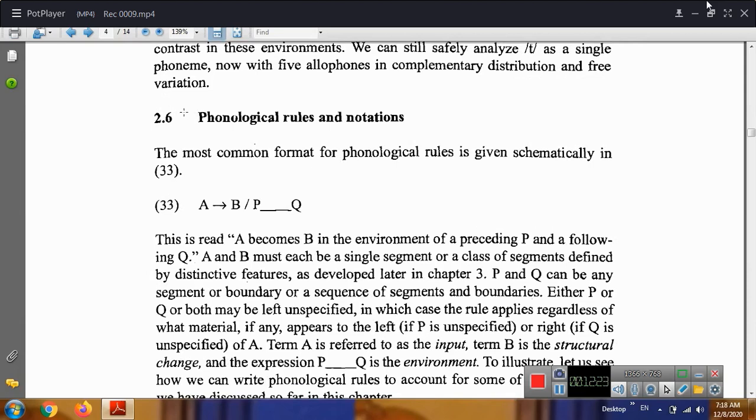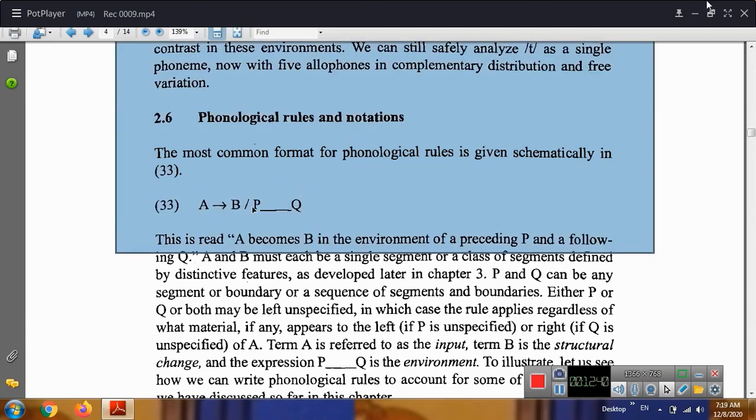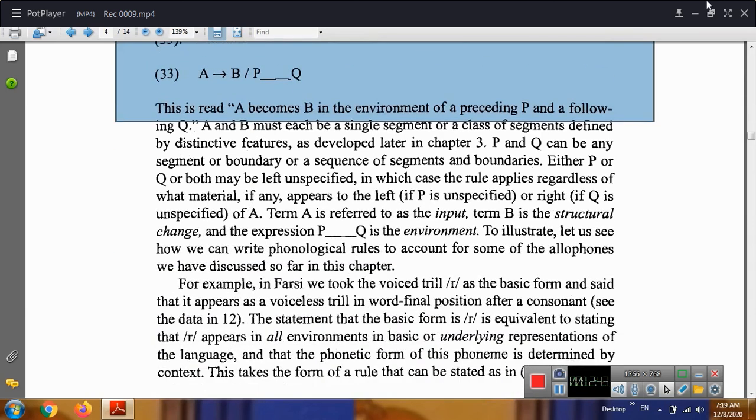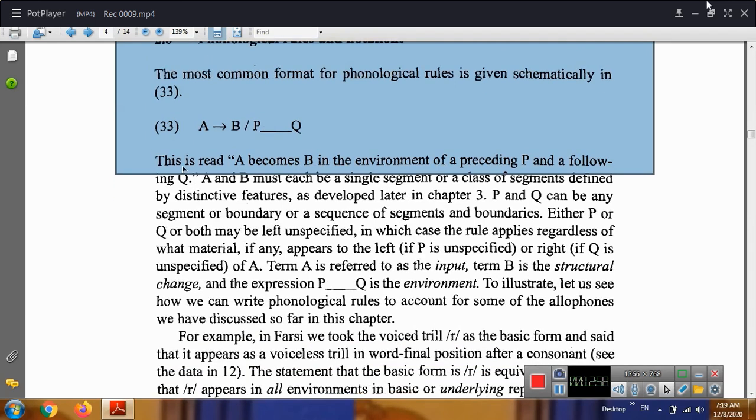Okay, about the phonological rule and notation. The most common format for phonological rules is given here, which I told you is common in generative phonology. Pay attention to this point, that this type of rule is common in generative phonology. And when you want to find such a rule, you should search these phonological processes based on the generative approach to see such a rule.